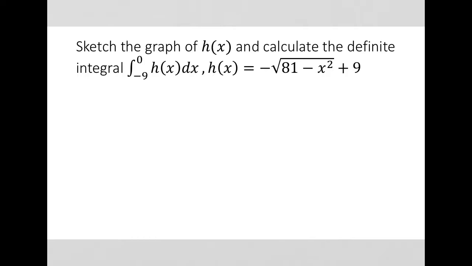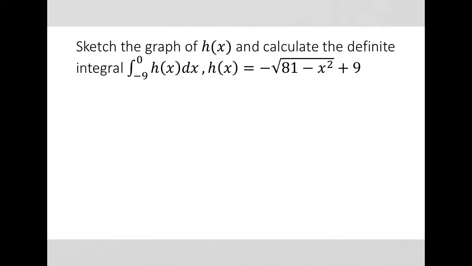Alright, maybe those two were easy for you. Let's do one that's maybe not quite as easy. So we want to sketch this graph h of x and calculate the definite integral from -9 to 0 of h of x. And what do we have?